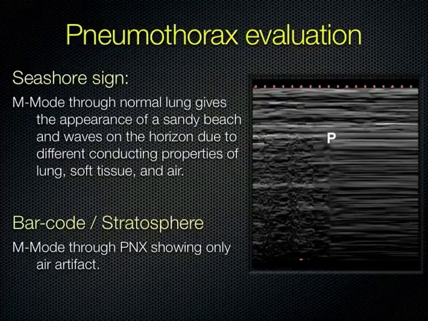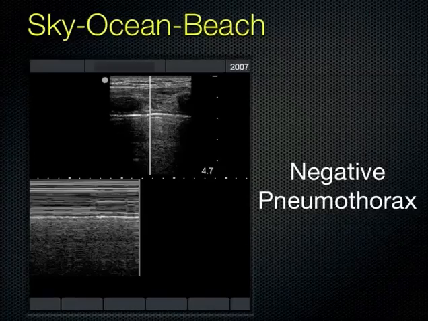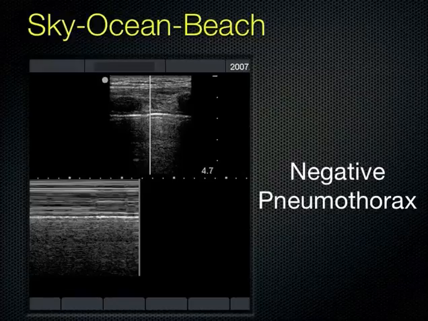Okay, some examples. This is an M mode through the pleural interface with, you can also appreciate, even though it hasn't gotten all the way across the screen, very definite sky, ocean, with the pleural line being the horizon of where the ocean meets the land, and a beach, more inferiorly. That's due to the motion of the lung. Okay?